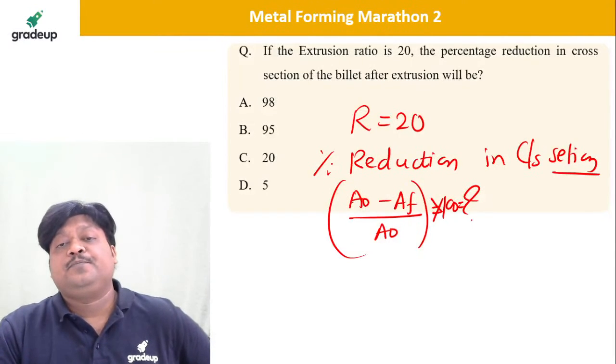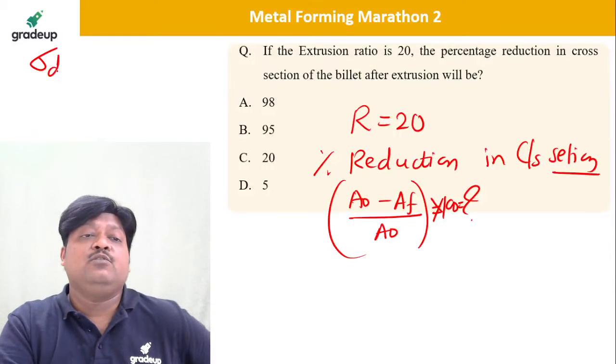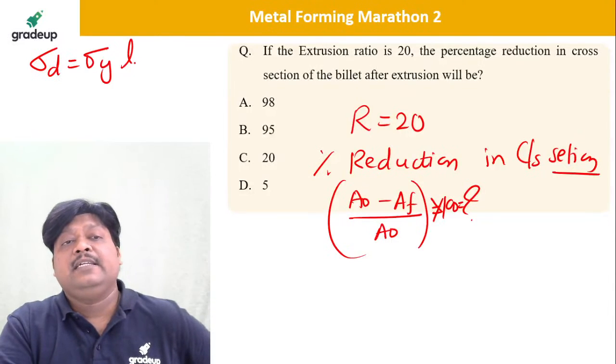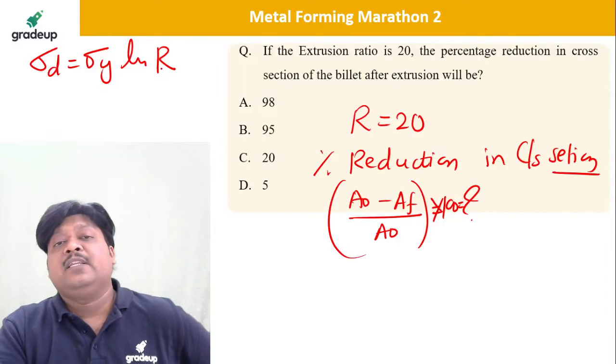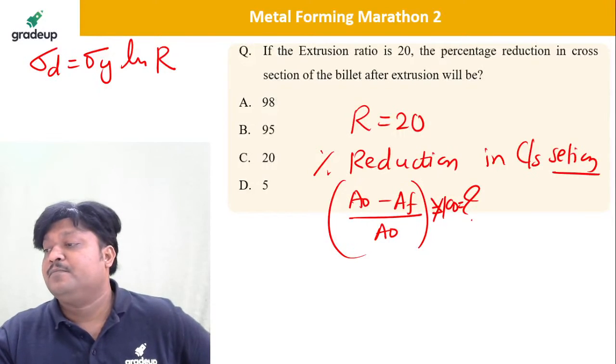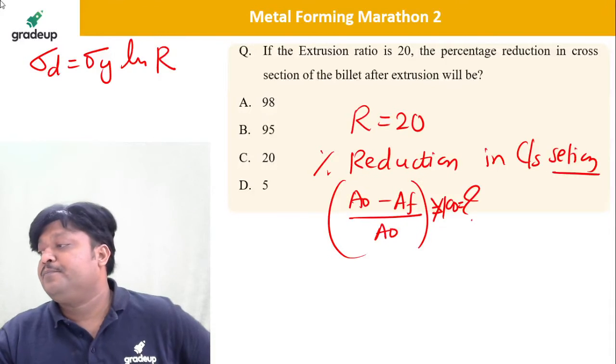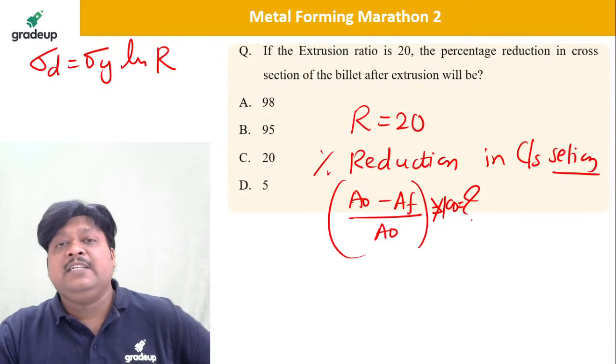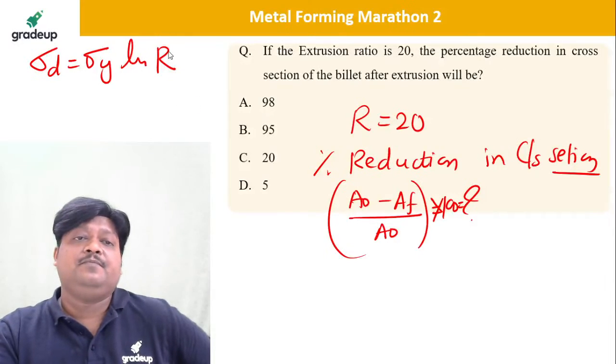Tell me. So we know that sigma is equal to what? Sigma y ln of R, isn't it? So how much is it? How much will it come, brother, tell me quickly. So R is given, A original by A final.